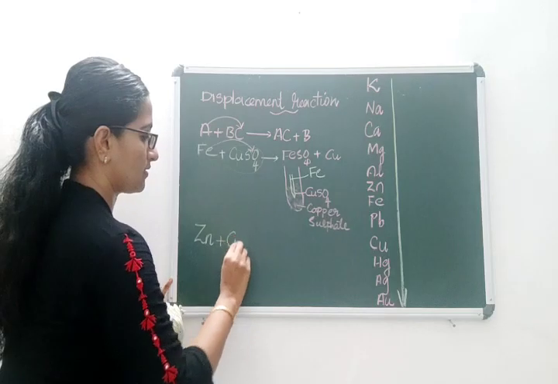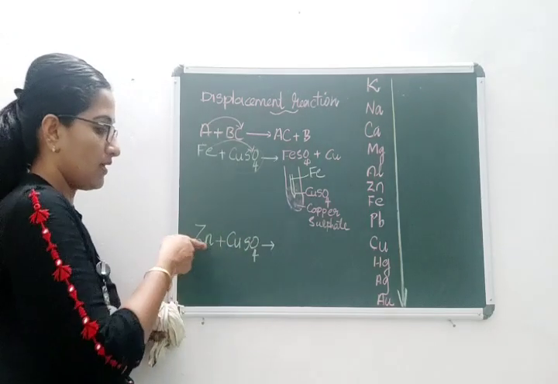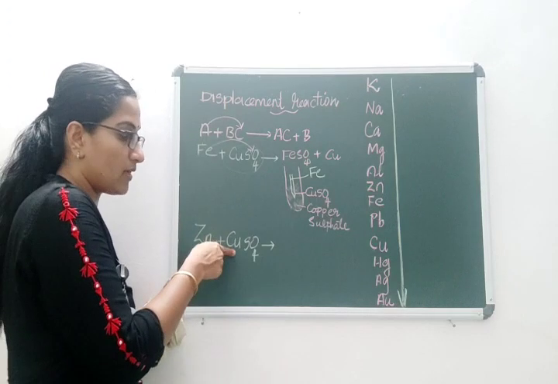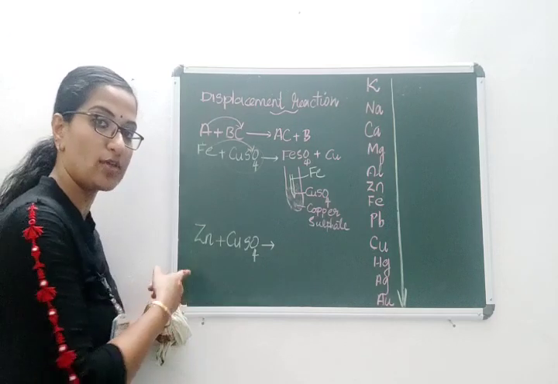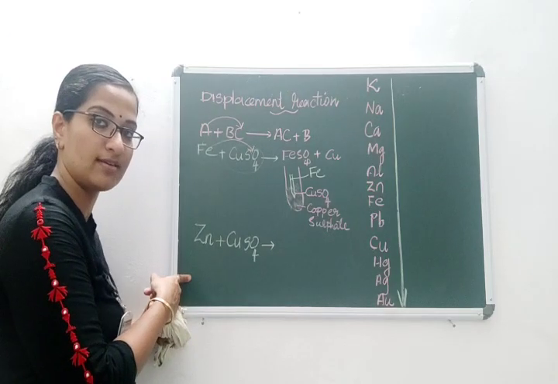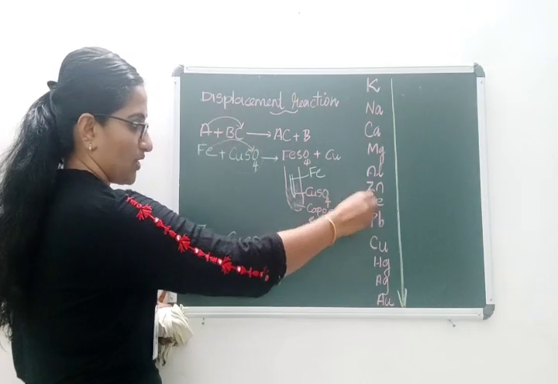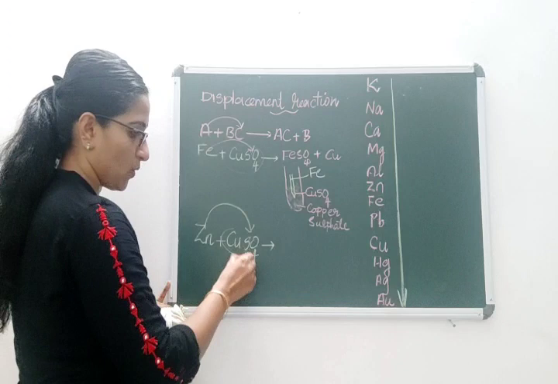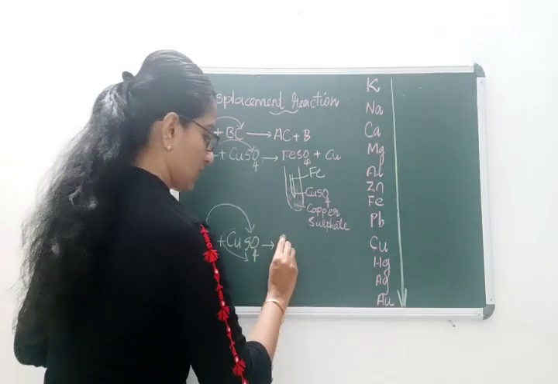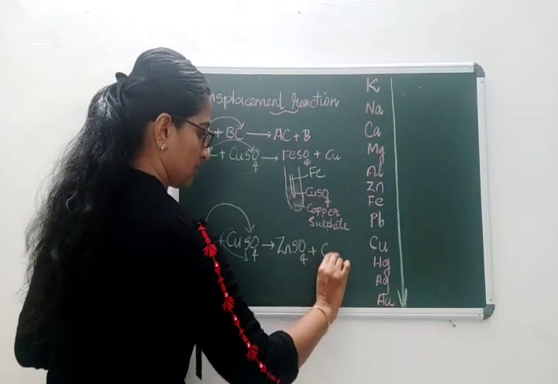Zn plus CuSO4. Is the reaction possible? Is zinc capable of replacing copper? Look at the position of zinc and copper. Will they undergo a displacement reaction? Yes. Look at the position of zinc. It is more reactive than copper. So zinc will replace copper. The copper will be replaced. So we get zinc sulfate plus copper.